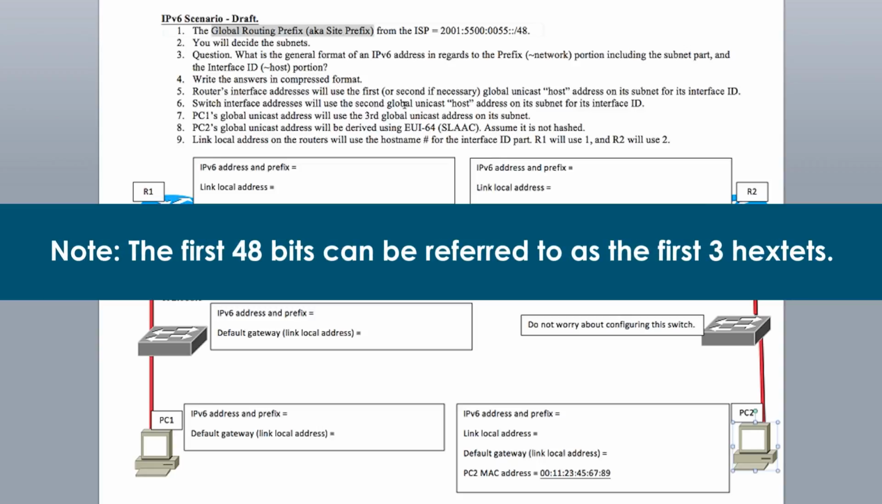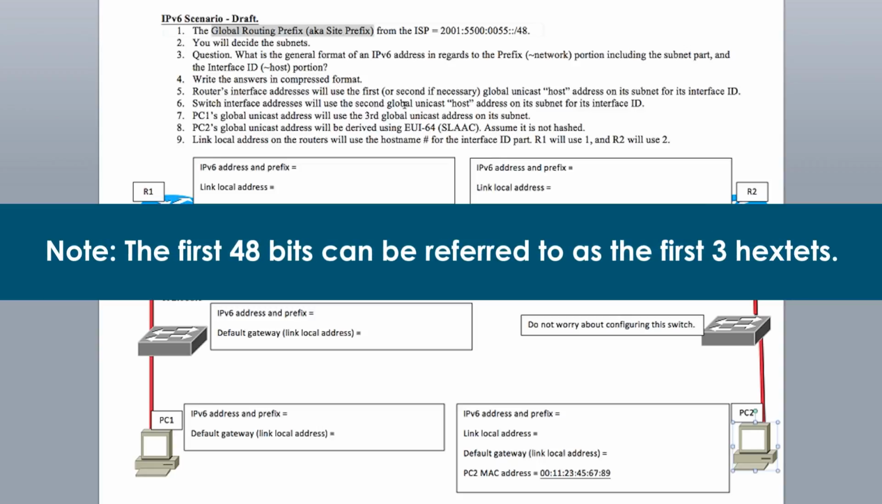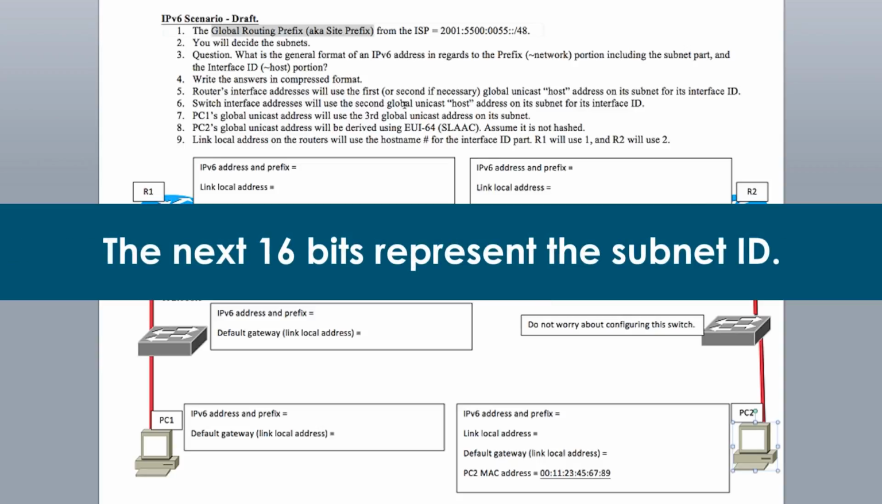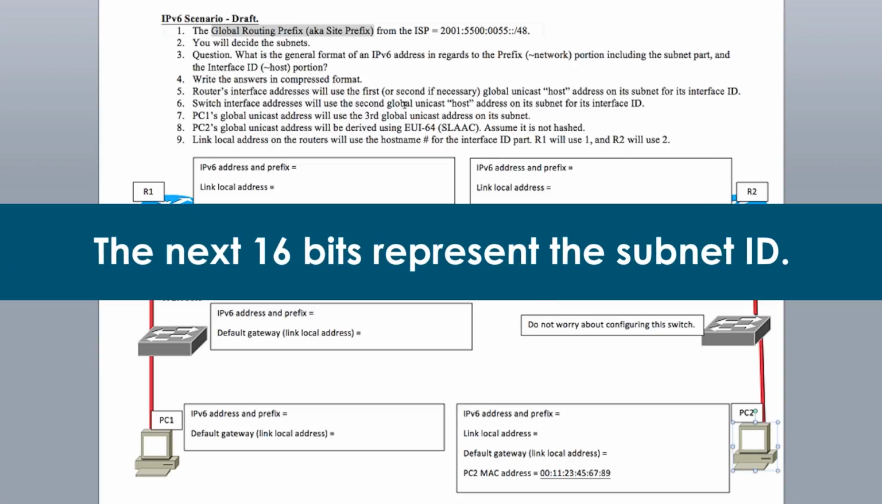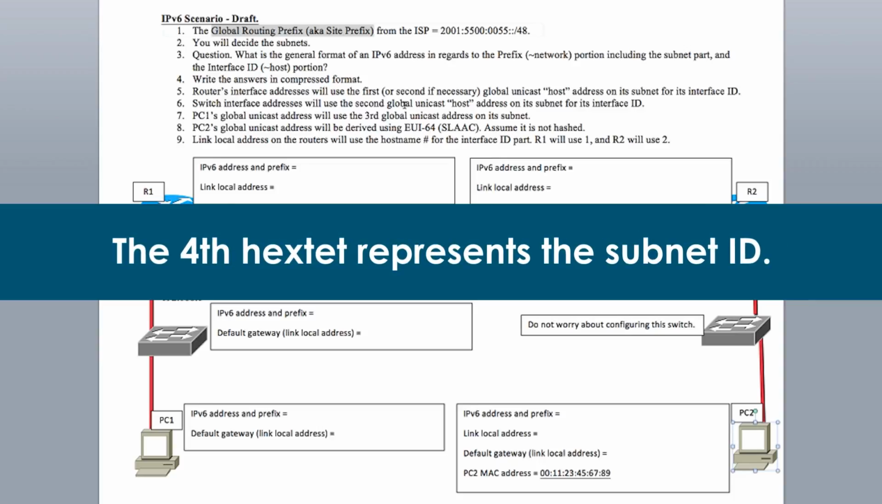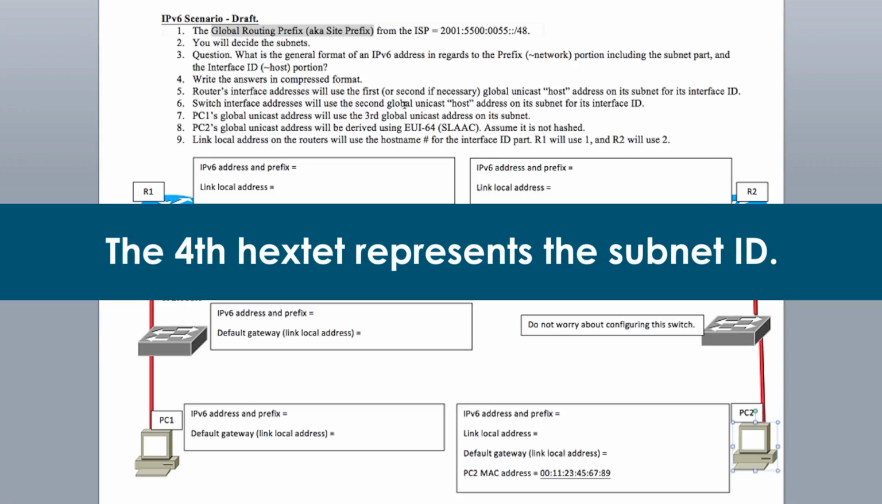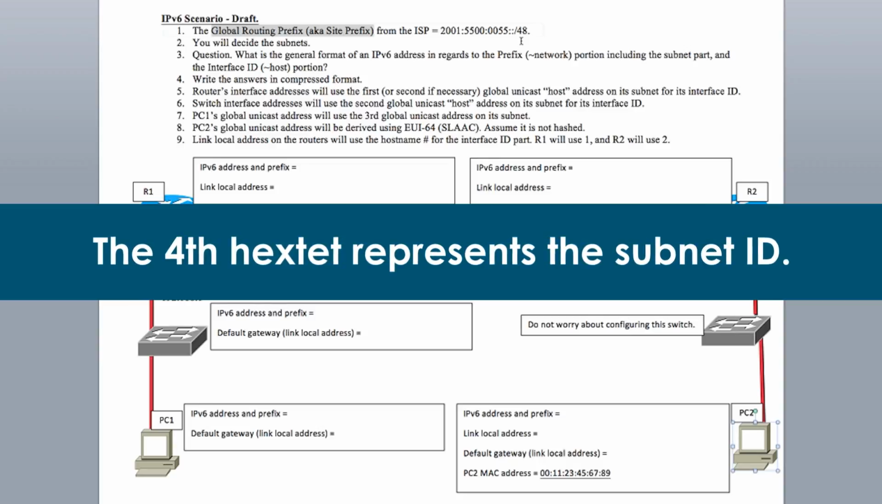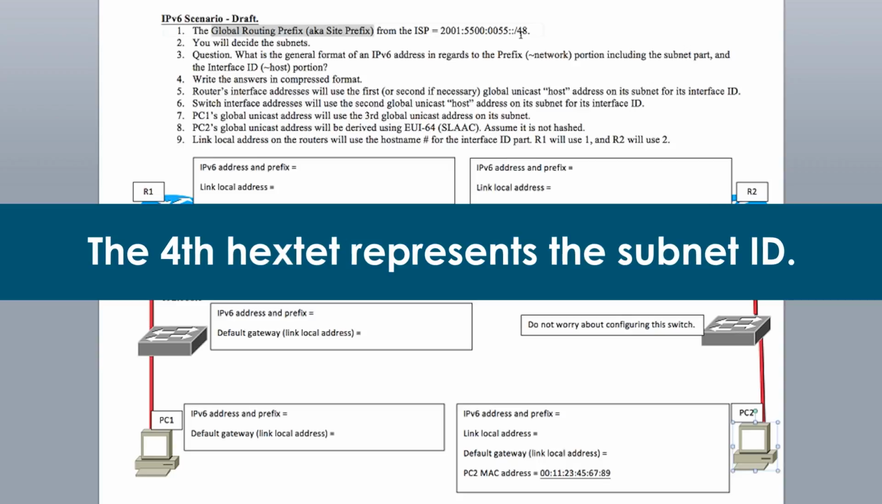Note the first 48 bits can also be referred to as the first 3 hextets. The next 16 bits, or hextet, represents the subnet ID. It's important to keep in mind the 4th hextet represents the subnet ID. Deciding the subnet IDs is done by the network administrator. Assigning the subnet IDs for this scenario will be done later in this video series.